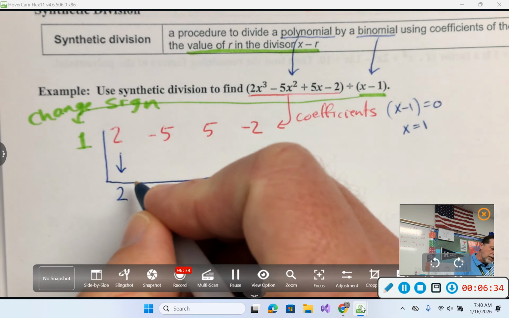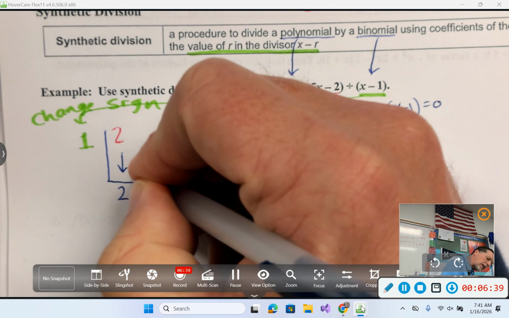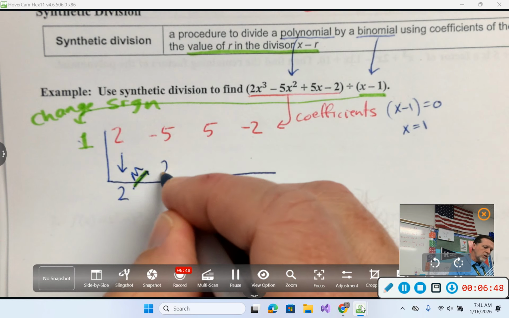Here comes the fun part. We're going to multiply. Let's see how to label that. I'm going to put an M on that. We're going to multiply by the 1. So 1 times 2 is 2.